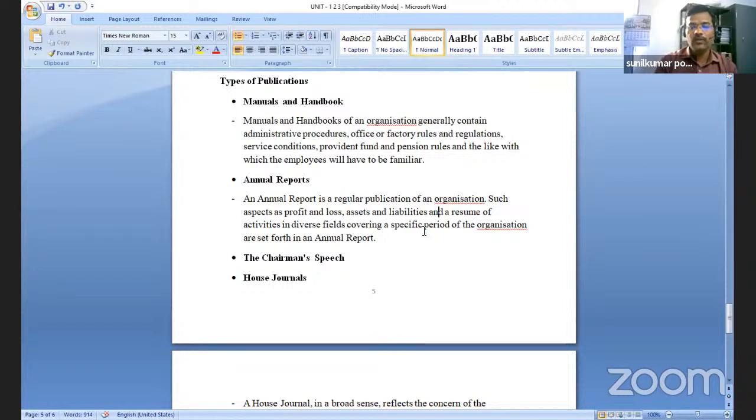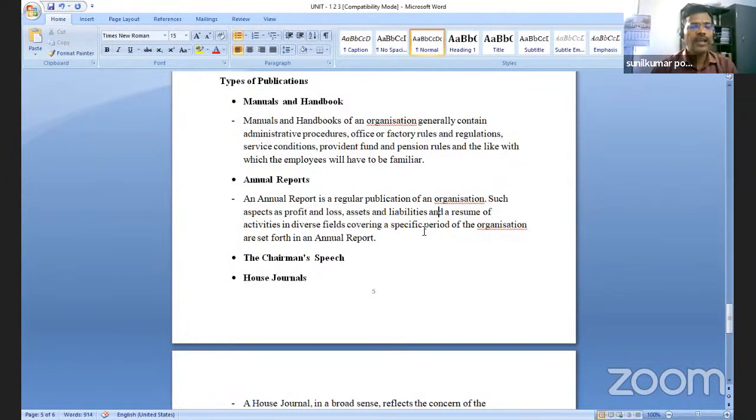Sometimes some organizations give a January to December annual report. Some organizations, if they were established in the month of June, maybe they will give their annual report from June to next year May. It depends on their preferable calendar only.